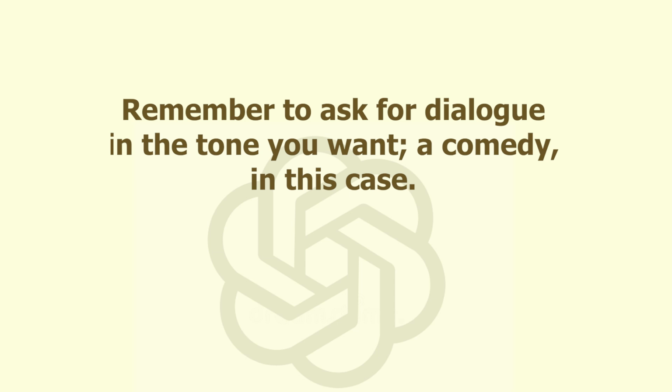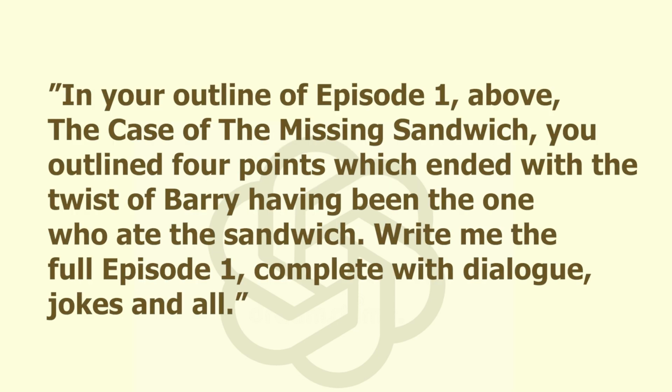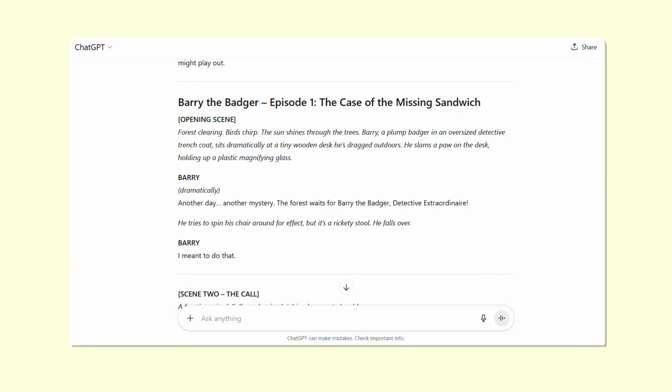So we ask, in your outline of episode 1 above, the case of the missing sandwich, you outlined 4 points which ended with the twist of Barry having been the one who ate the sandwich. Write me the full episode 1, complete with dialogue, jokes, and all. Give it some seconds, and there you go, we have our script.